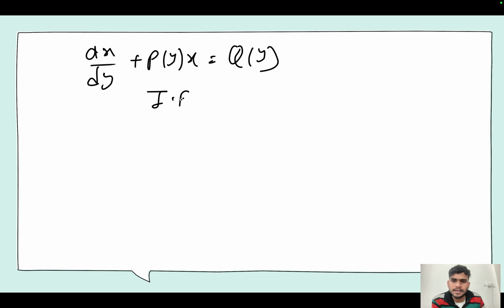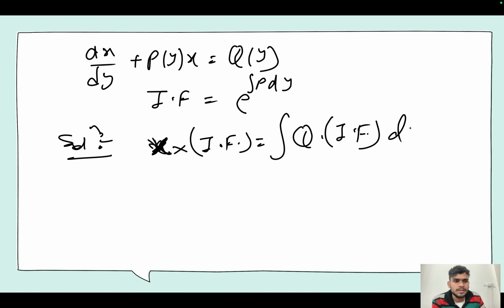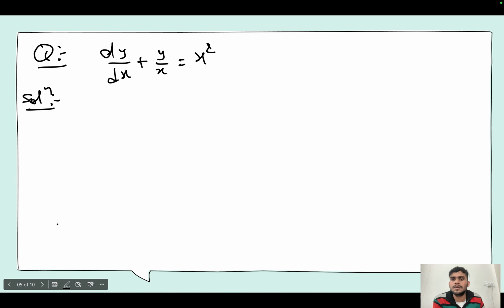Then the integrating factor will be e to the power integration of P dy, and the solution will be x times the integrating factor equals the integration of Q times the integrating factor dy, plus c. The solution will be given by this formula.